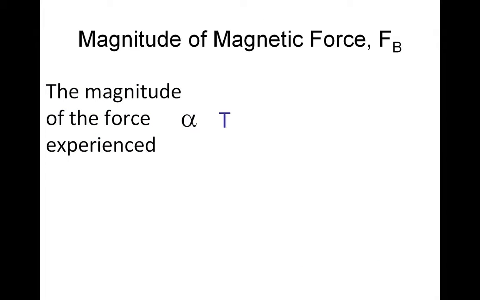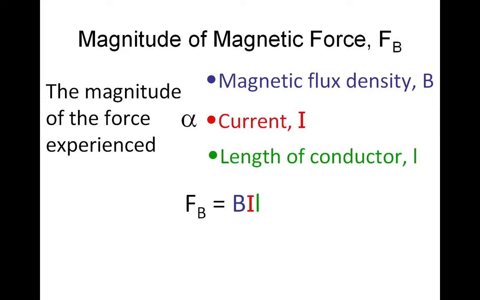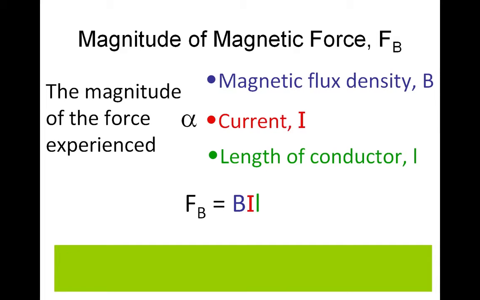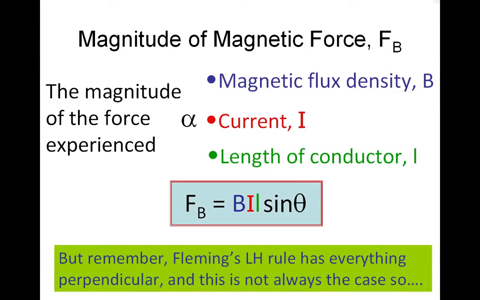Now to look at the size of the force, it's going to be proportional to the two fields that are just combined with each other. And those two things are to do with the flux density and the size of the current. But the other important thing is the length of the conductor that's in the field. And we get the magnetic force F_B equals BIL. But with the left hand rule, everything's got to be perpendicular, so we need to put a sine theta into this. So our final equation is F equals BIL sine theta.